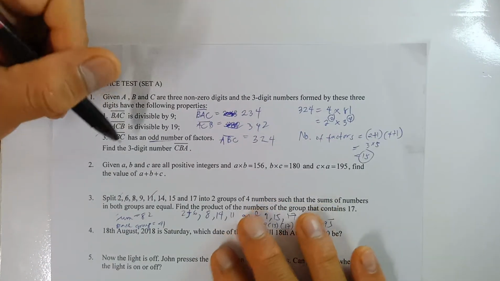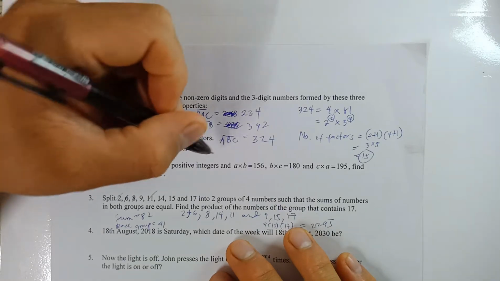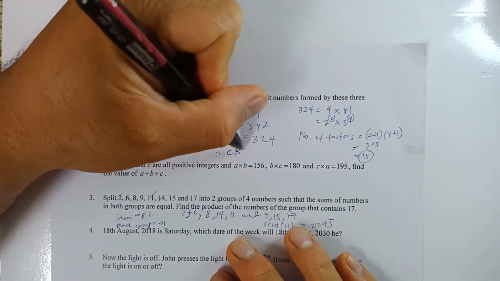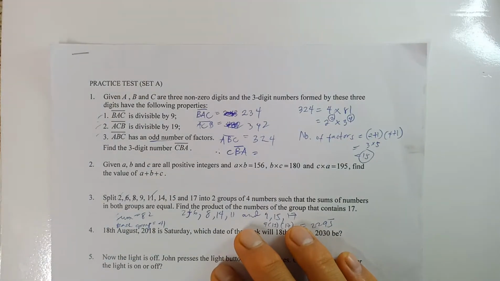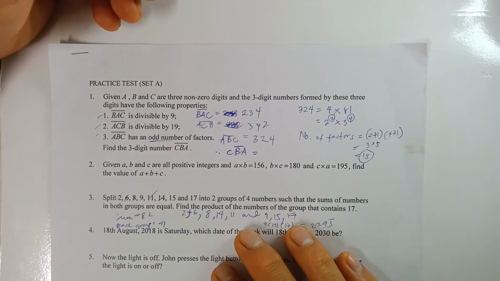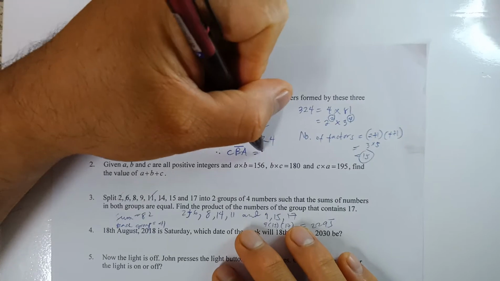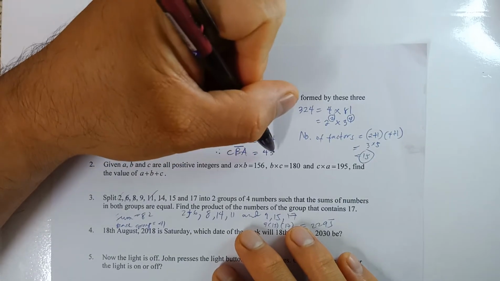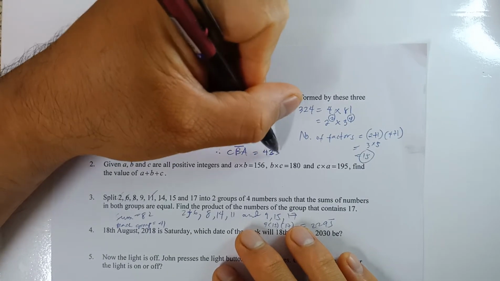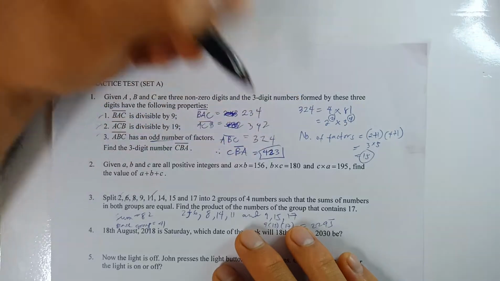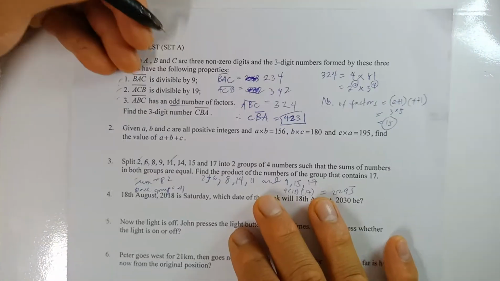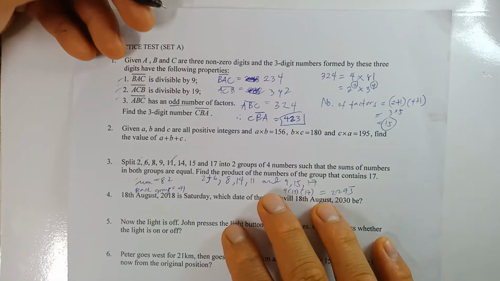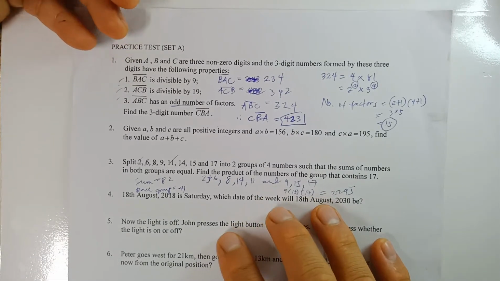Now, for your final answer, write CBA. Therefore, CBA is equal to, what is our C? 4, our B 2, and our A 3. So the final answer is 423. So that is our 3-digit number CBA, 423. Okay, let's go to problem number 2.